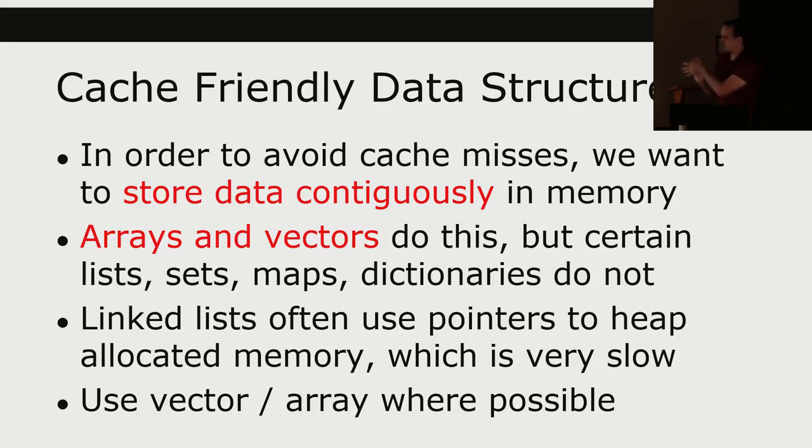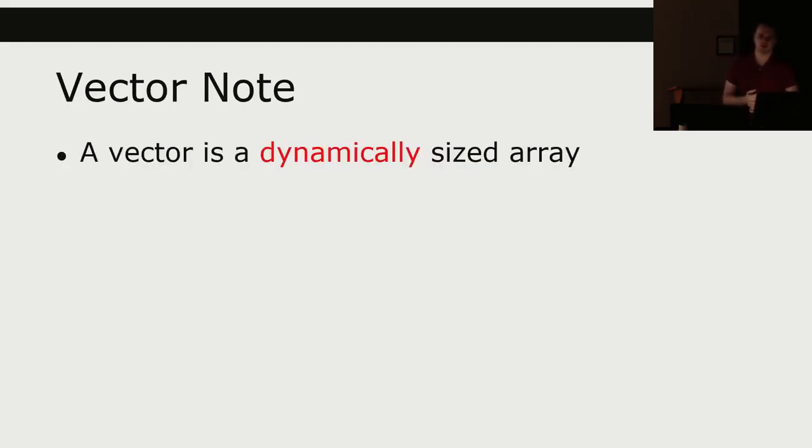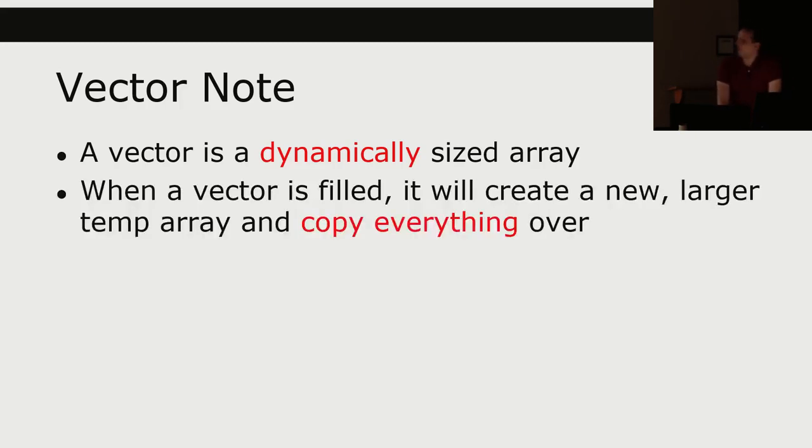Similarly, here's a note on vectors: it is a dynamically sized array. So the trade-off is that yes, it may need to change in size, and that has a cost, but at least it's allowed to change in size, right? Whereas an array is not. So when a vector is filled, it creates a new, larger array and copies everything over.